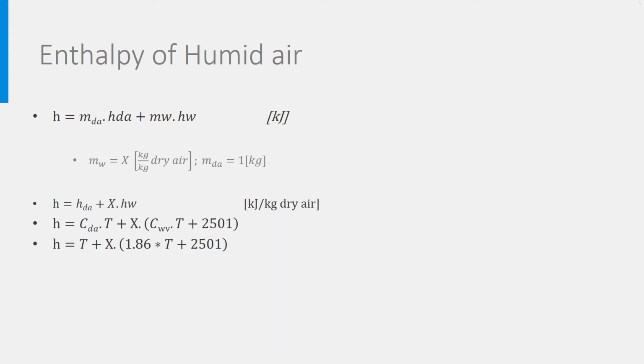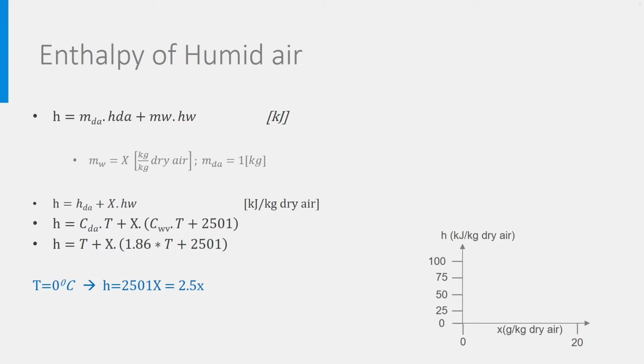Using the equation from the previous slides, we come to H is 1 times T plus x times (1.86 T plus 2501). Let's take a few examples. If I take a temperature of 0 degrees, the equation is transformed to H is 2501 capital X, which is 2.5 small x in gram per kilogram. This is just a line in an HX diagram, this one.